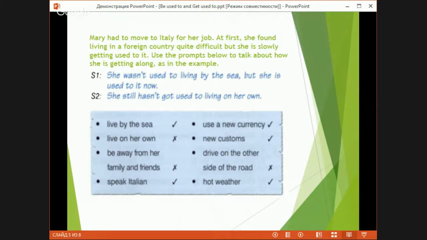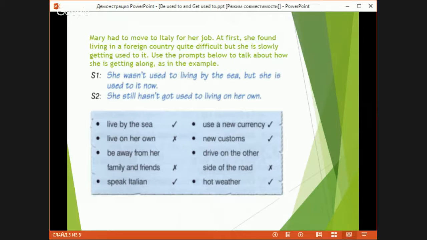So let's look. We have already discussed first 2 points. Let's look at the third one. Be away from her family and friends. It's not okay for her. So what we can say? She still hasn't got used to being away from her family and friends. Speak Italian is normal. So she wasn't used to speaking Italian, but she's used to it now.